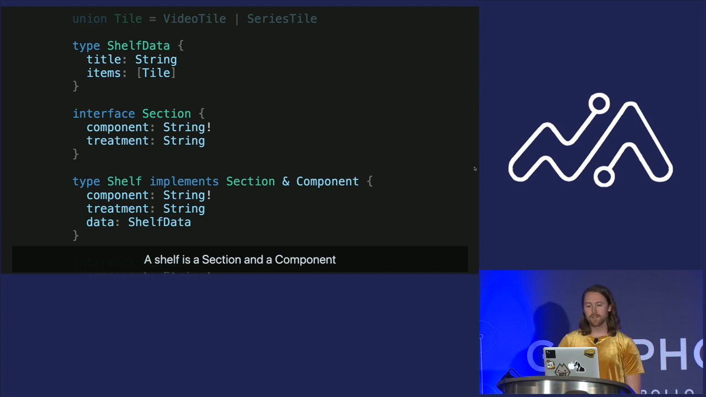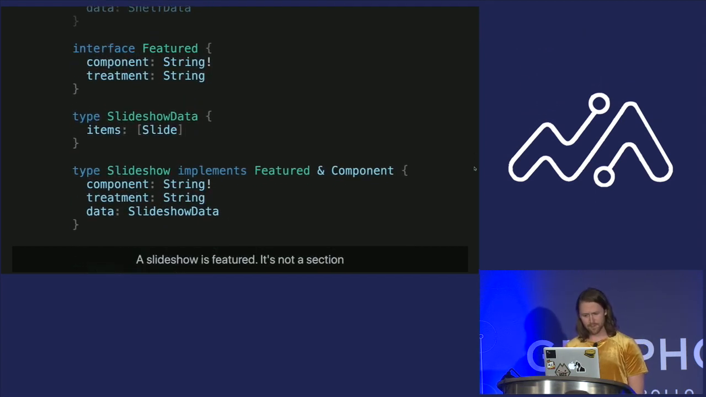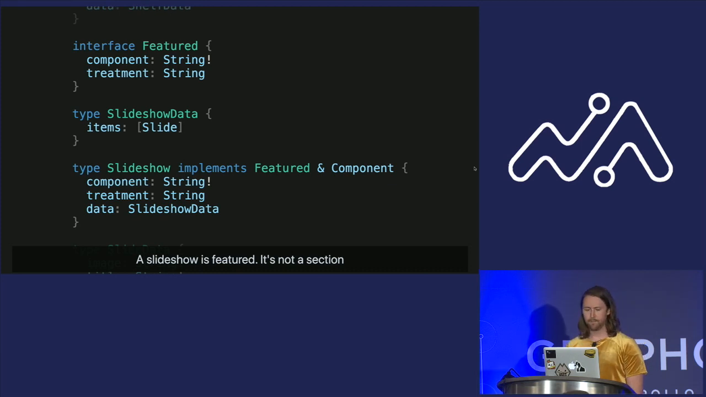And then we can introduce these other types of things like a section interface. It's really similar to component, but it's going to be slightly different because the reality is that you sometimes want to treat certain components differently. And you'll see where that comes in. So slideshow is going to be part of the featured interface, and shelf will be part of the sections interface. And it's loosely related to layout.